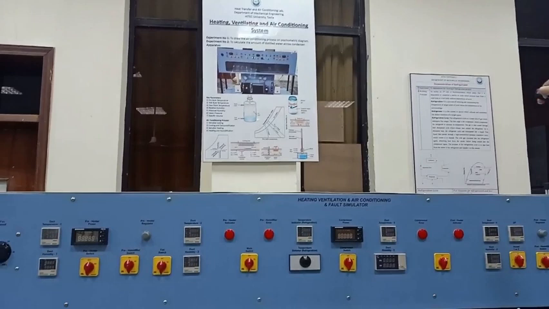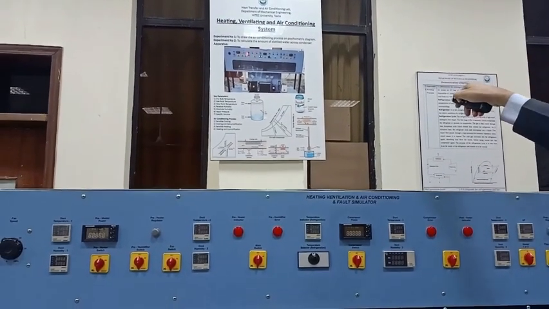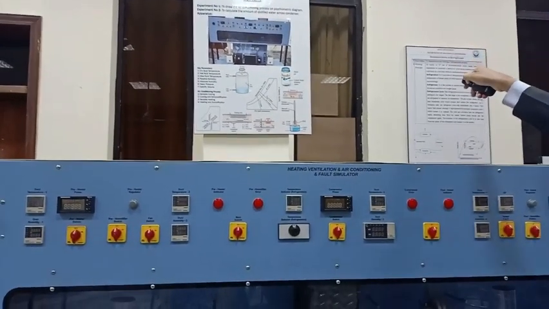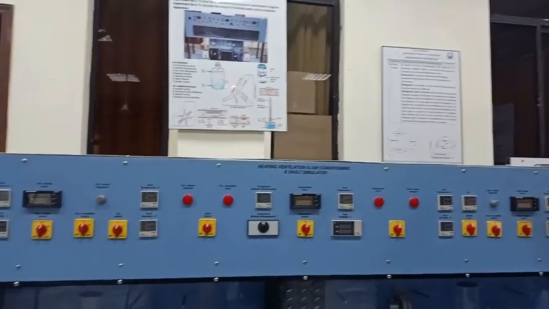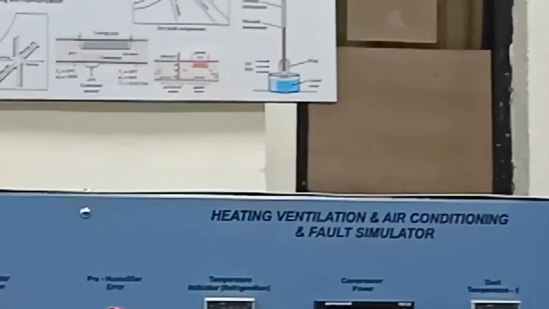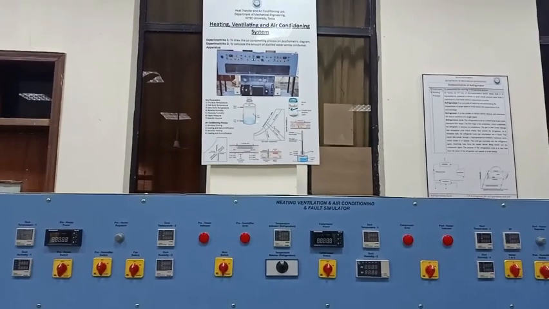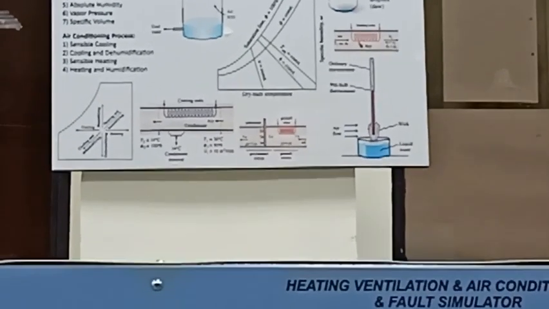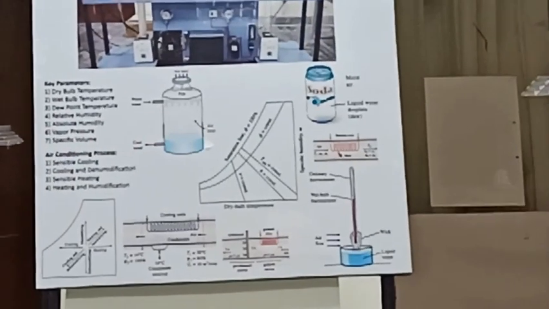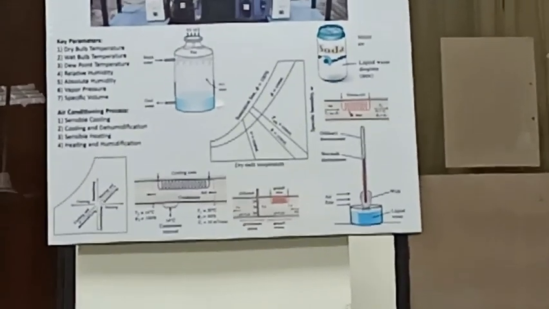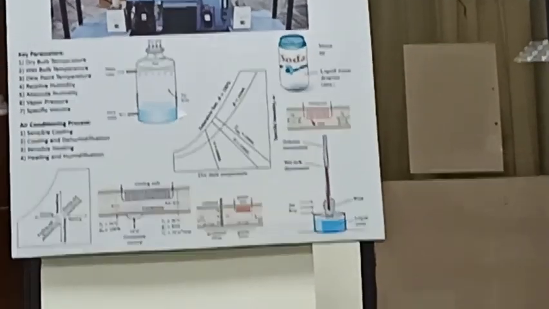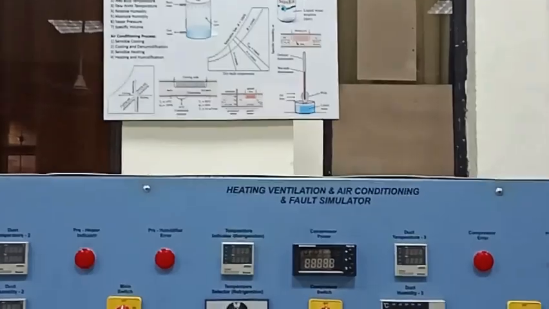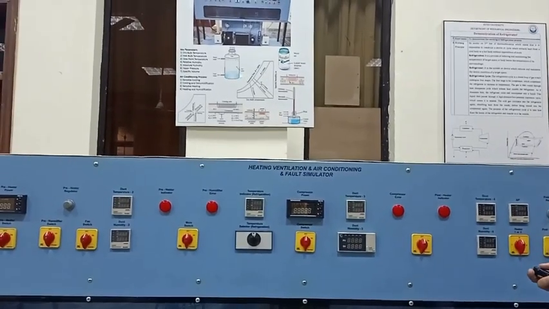And you can see here, this is the heat ventilation and air conditioning system. How to draw the air conditioning processes on the psychrometric diagram. The psychrometric chart consists of the dry bulb temperature, wet bulb temperature, dew point, relative humidity, absolute humidity, vapor pressures and specific volumes. I will tell you in the theory section how to define all of these key parameters.